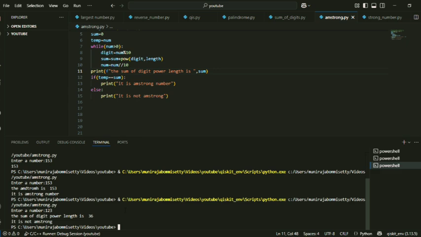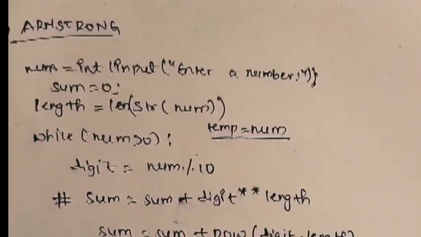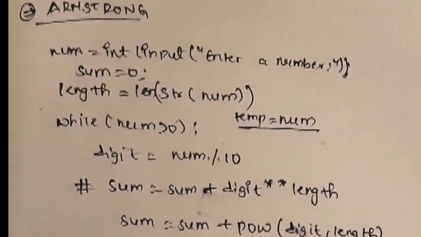As usual, I said that when the sum of digit power length is equal to this temporary variable, then it's an Armstrong number. Where 36 is not equal to 123, then it is not an Armstrong number. Okay. This is the program to find whether the entered number is Armstrong or not.